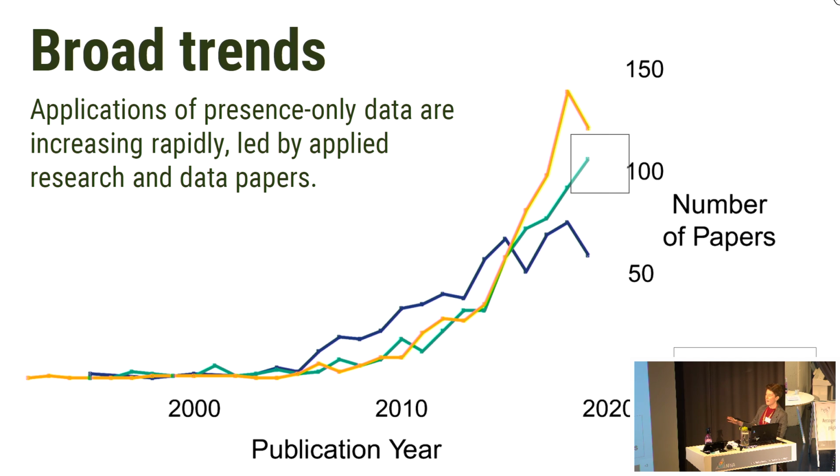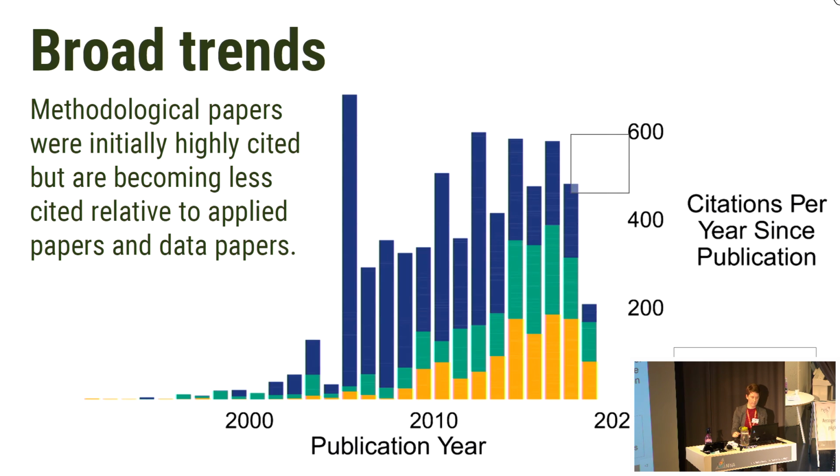Really broadly, we saw, as expected, that the application of presence-only data is increasing really dramatically, especially over the past 15 or so years. By breaking the full data set down into these topic categories, we could see that the nature of publications using this data type has been shifting. Initially, the growth was primarily led by this blue color, methodological papers. Then right around 2015, the increase in method papers flattened off, and the growth has really been driven since then by applied papers and data papers.